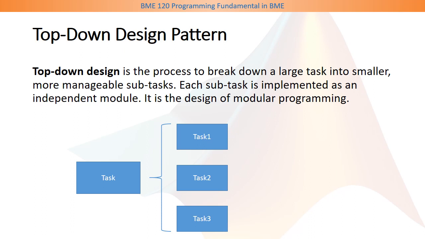The solutions to each subtask should be independent to each other. This is very important because if we later find a better solution, for example, to task 2, we can just make changes to task 2. And there's no need to change the solutions to task 1 and task 3. And this makes the design more robust and easy to maintain in the future.